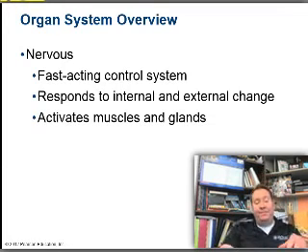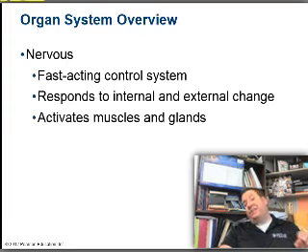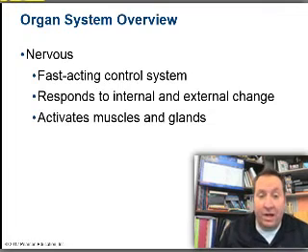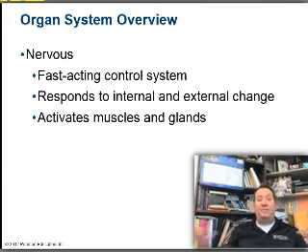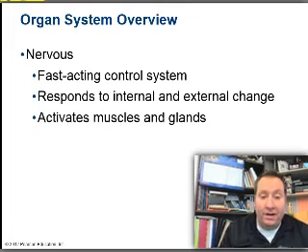The nervous system has the ability to respond to internal and external changes. So if it notices a change on the inside of your body, it's going to respond to it. If it notices changes on the outside of your body, the nervous system is able to respond to those particular changes and then cause a direct response to occur as a result of those changes themselves.